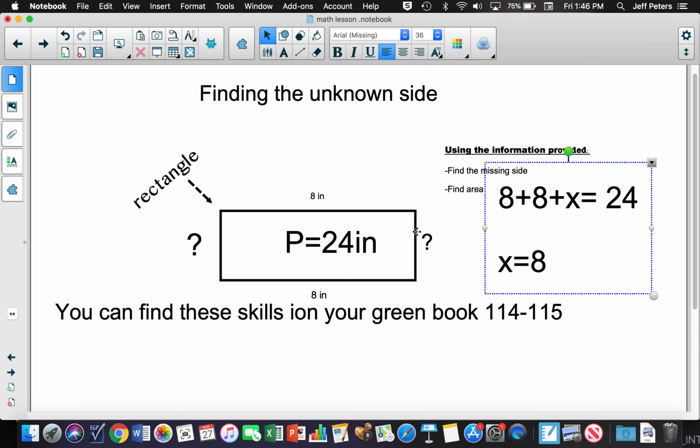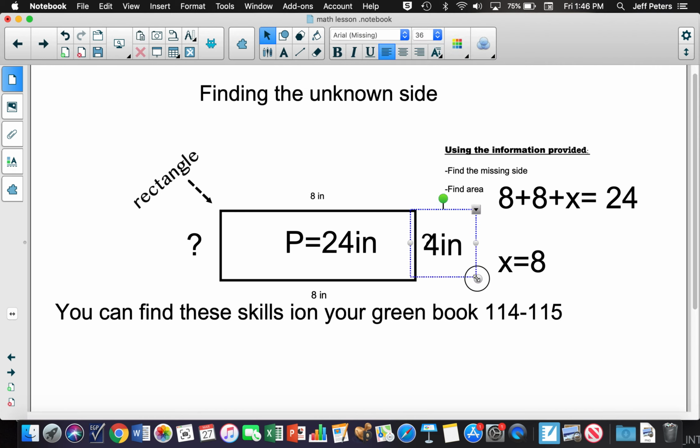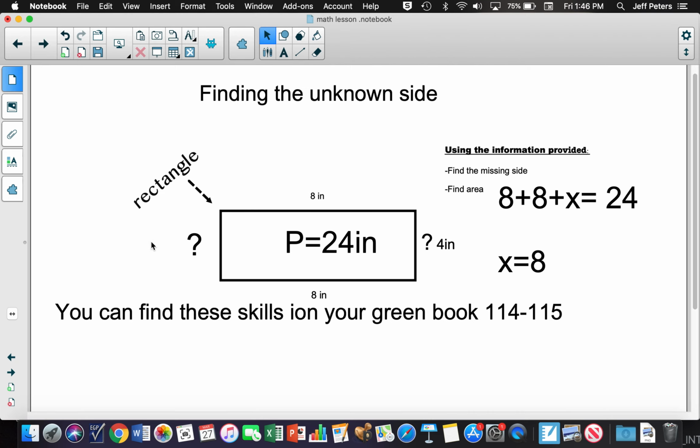We have to divide that between both of these sides. So this side right here is going to be our 4 inches. And this side over here is going to be 4 inches. Nice.